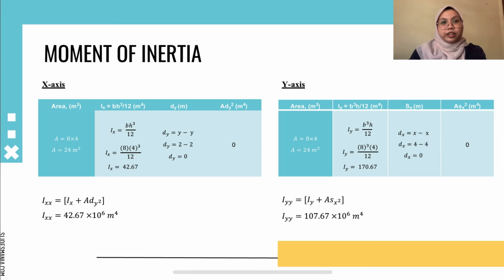Next is moment of inertia. First, we will find the area value, ix value, dy value, and ady squared value, to substitute the value into the formula of ix plus a dy squared to find the moment of inertia at x-axis. Then we will find the area value, iy value, dx value, and adx squared value to substitute into the formula of iy plus adx squared to find the moment of inertia at y-axis.